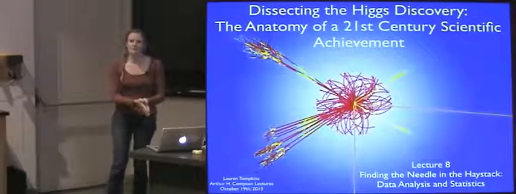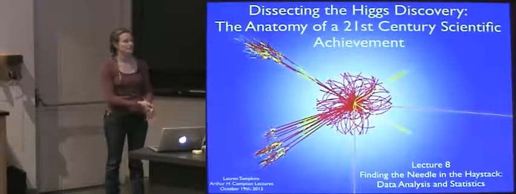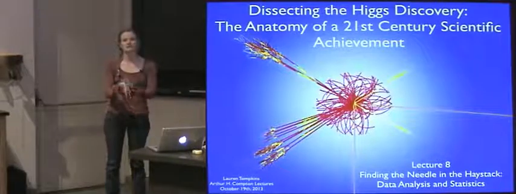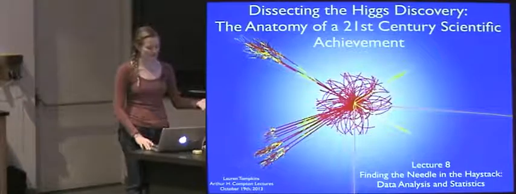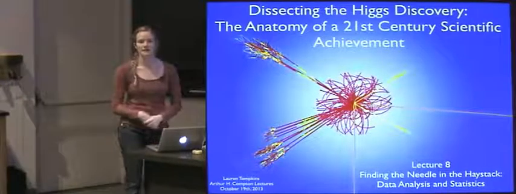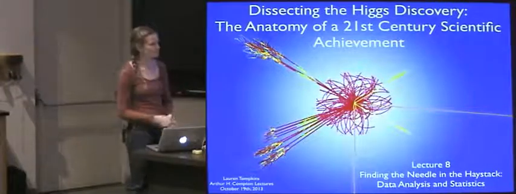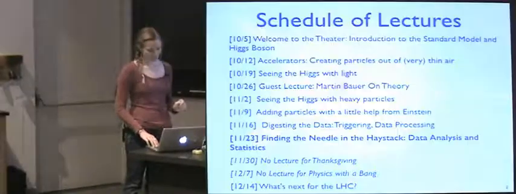So we've been basically building up to this point for the whole lecture series. We've talked about how we produce Higgs bosons and how we detect particles from the decays of Higgs bosons. Now we're going to talk about how we take that data and really decide that yes, we've seen a Higgs boson or not. So this is finding that proverbial needle in the haystack.